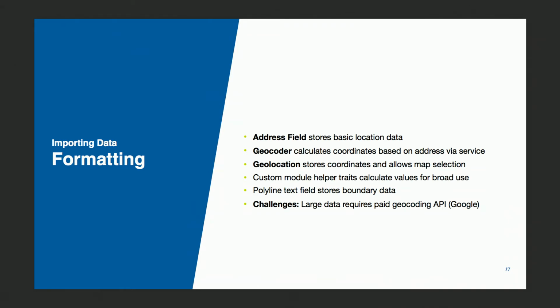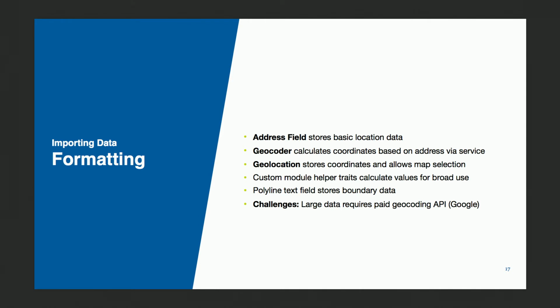So, formatting. We're going to relate this to our modules here. The Address field module, I didn't put that in the module list, but it's a basic but crucial field. It stores the basic location data, and that's where each piece of the address lives that we can use to get coordinates and get things ready to be on a map. The Geocoder module calculates coordinates based on those address fields via a service, like Google Maps or any of those geocoding services. It's got like 10 different services you can specify.